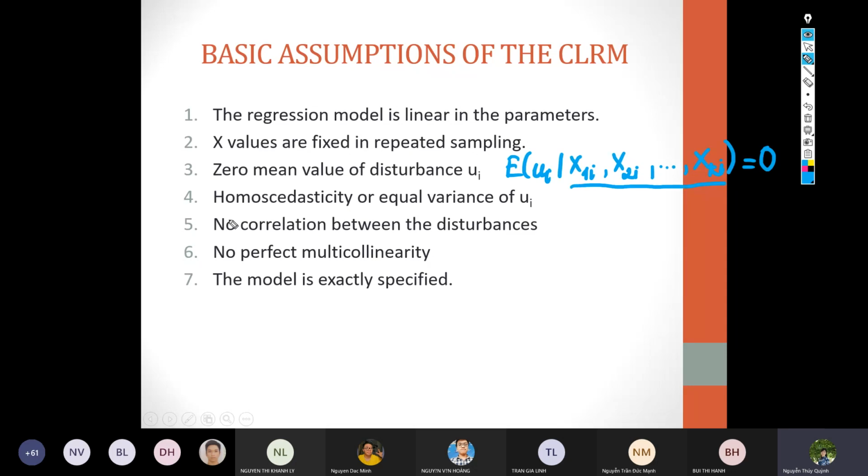Number 4, we have homoscedasticity or equal variance of ui. It is the same as in the two variable regression model. The only difference is that it is the conditional variance, and the conditioning is based on certain values of x1, x2, and so on to xk. This is a constant number, which is sigma square.